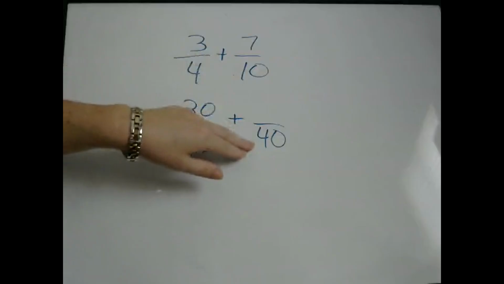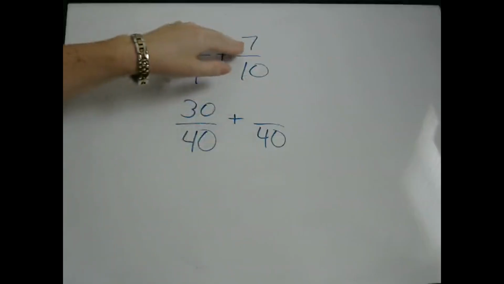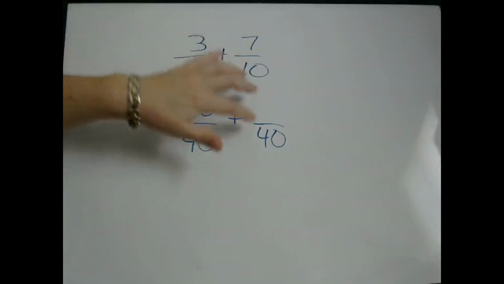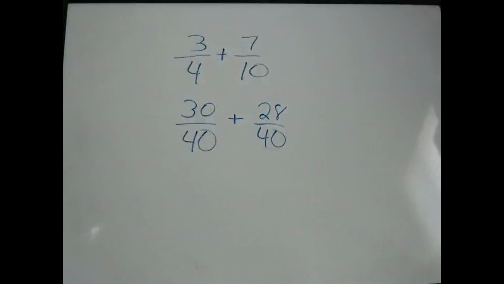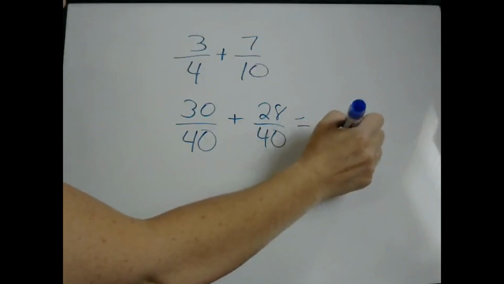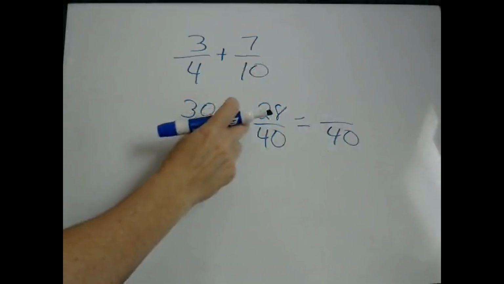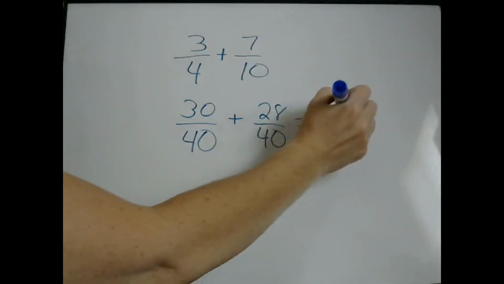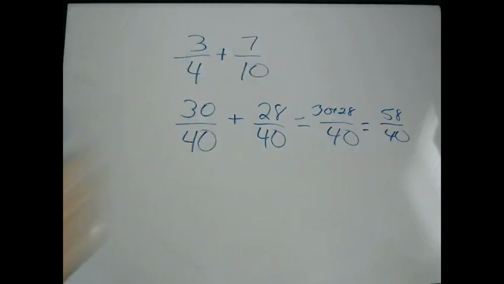How did we get from 10 to 40? Well, we multiplied it by 4. So if we multiply the denominator by 4, we have to multiply the numerator by 4 in order to keep these fractions equal. So 7 times 4 is 28. So now that we have a common denominator, when you're adding fractions, you just leave the denominator the same. So that's what your denominator is going to be. And then you just add. So it's 30 plus 28 over 40, which is 58/40ths.